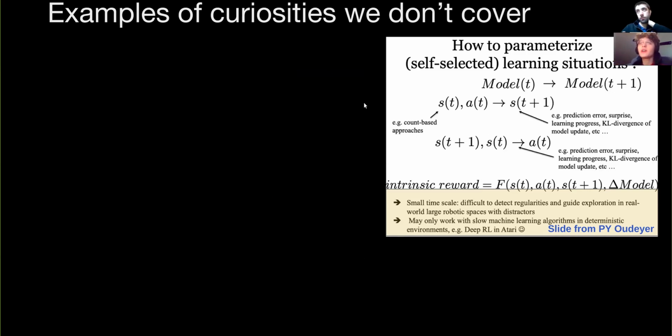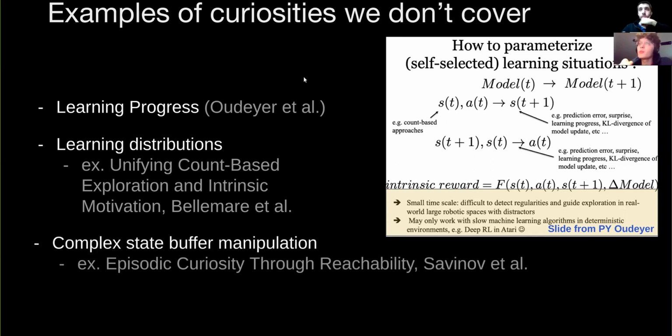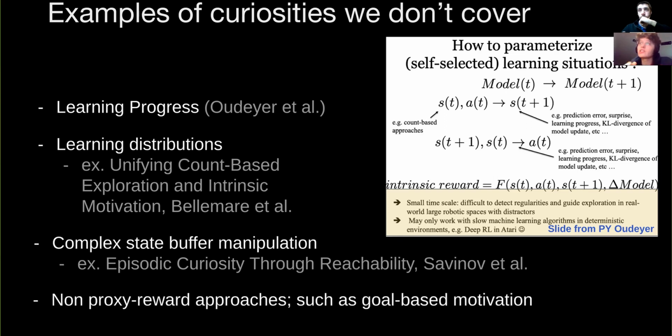But you can imagine a variety of other different setups. For example, you could consider learning progress. You could try to learn some distribution over the states that you've seen to recognize if you're somewhere new. You could do some more complex state buffer manipulation of the sort that's not captured in our set of operations. Or you could, again, try something potentially totally different, maybe where you're generating potential subgoals for yourself and trying to find a way to exploit it there.